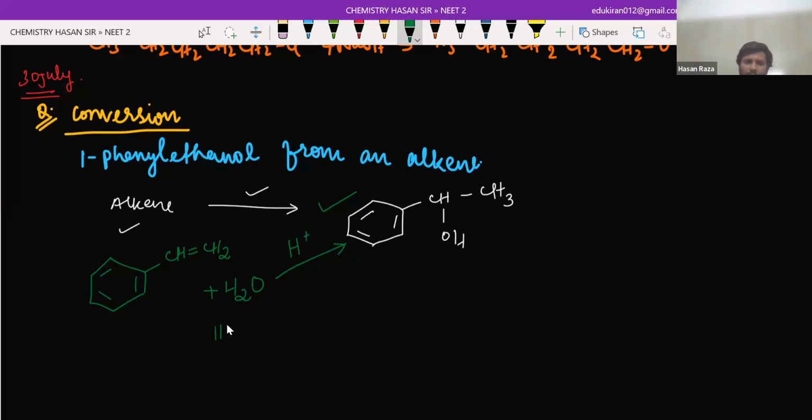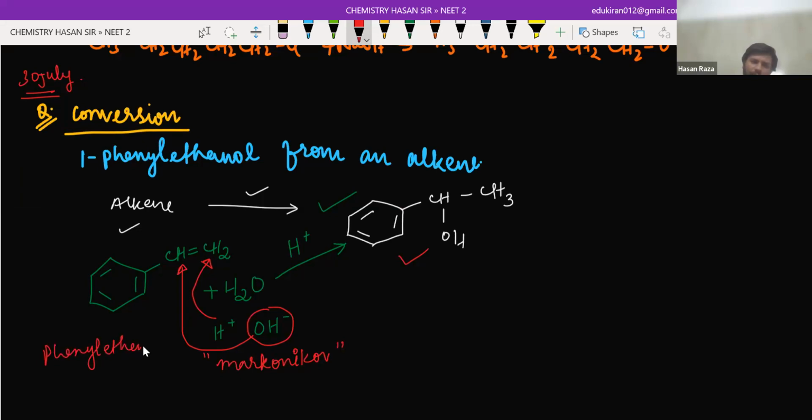So what will happen here? This H2O will be divided into two parts, H plus and OH minus, and it will follow Markovnikov. You know that this is the first reaction, preparation of alcohol from alkene, you have studied, in which Markovnikov says the negative part will go to that carbon which has lesser number of hydrogen and the positive part to that carbon which has greater number of hydrogen. And in this way you can prepare it. Got it? This is your phenyl ethene. So basically, when you treat this phenyl ethene with water in the presence of acid, this is how you will get it.